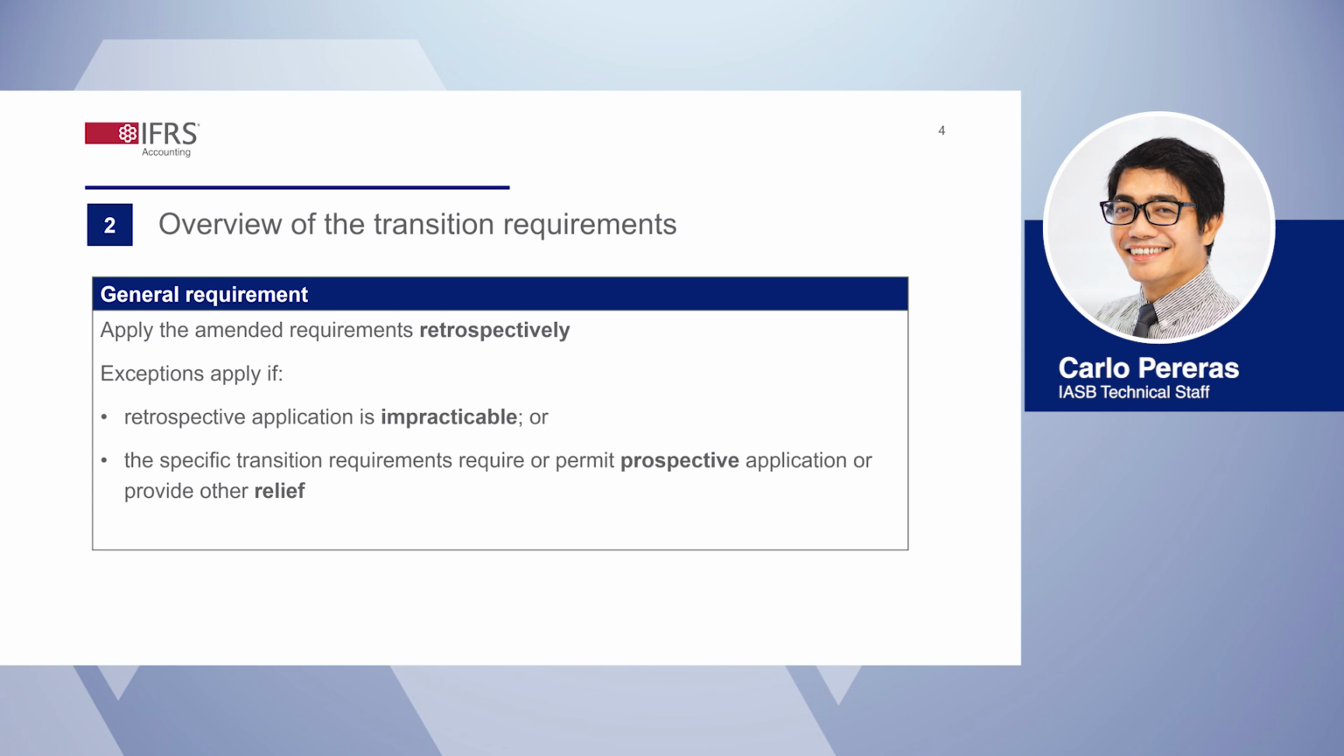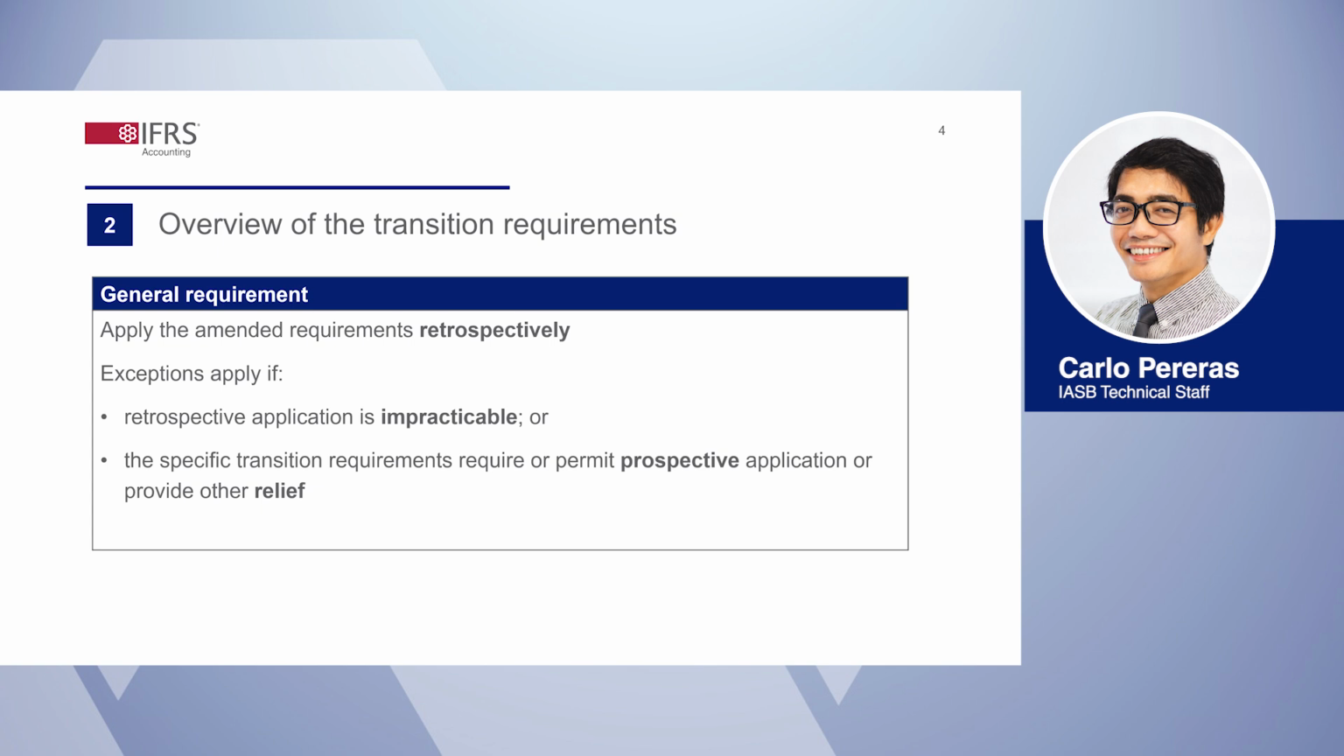Retrospective application means that comparative information is restated as if the amended requirement had always been applied. Restating comparative information results in the SME's assets, liabilities, income, and expenses being presented on a consistent basis across all periods included in its financial statements.